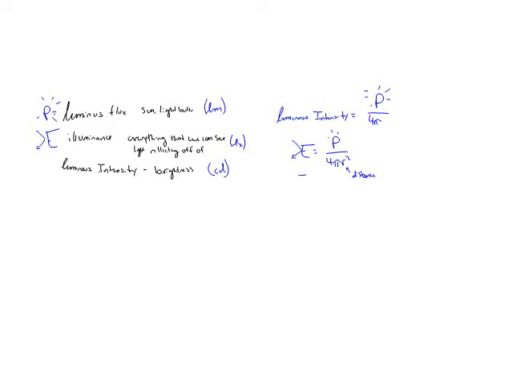So if you have like a sign and you have a light bulb, r is going to be the distance from the sign to the light bulb. It's not how big the sign is, it's how far away the sign is. And that should be measured in meters.